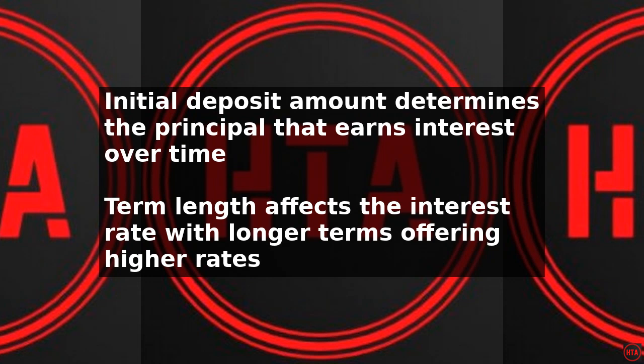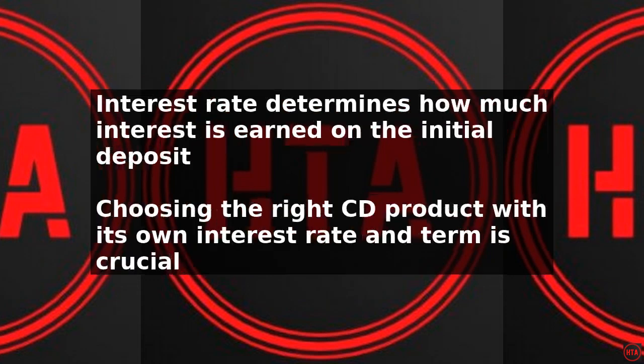First, you need to determine the initial deposit amount you plan to invest in the CD. This is the principal amount that will earn interest over time. Next, you need to choose the term length of the CD, which can range from a few months to several years. The term length will affect the interest rate you earn, with longer terms typically offering higher interest rates.